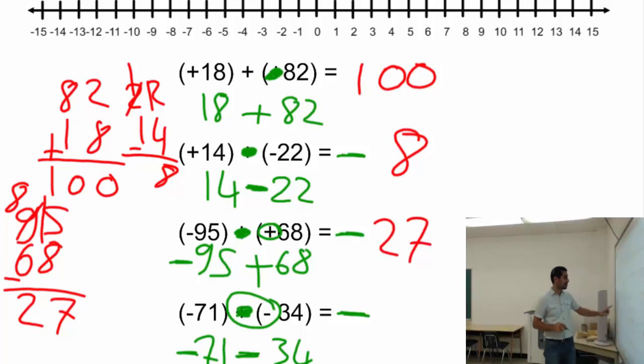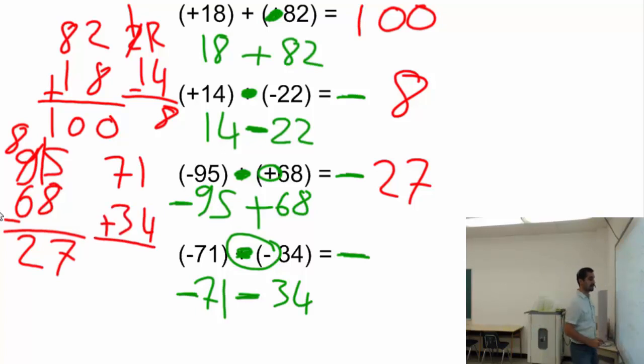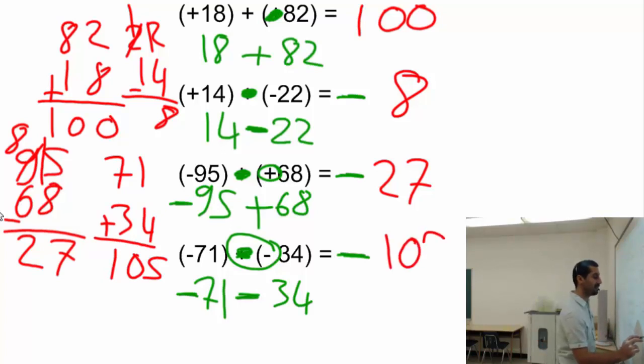27 will be the right answer. And then the last but not least, minus 71 minus 12. Do they have the same sign? Although they are negative, do they have the same sign? Yes, they do. I'm going to go up. I'm going to add the two numbers. 71 plus 34. So that will be 5, 10, 105. So the answer here will be 105.